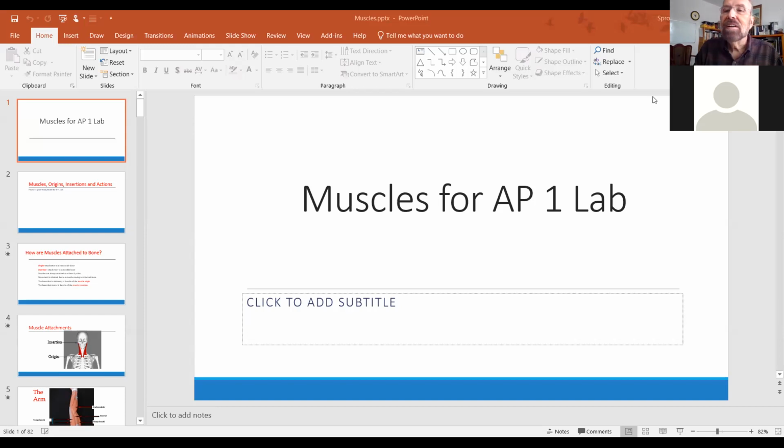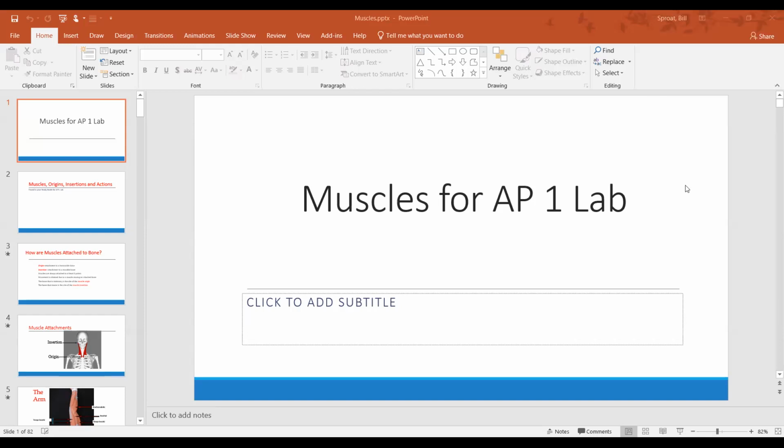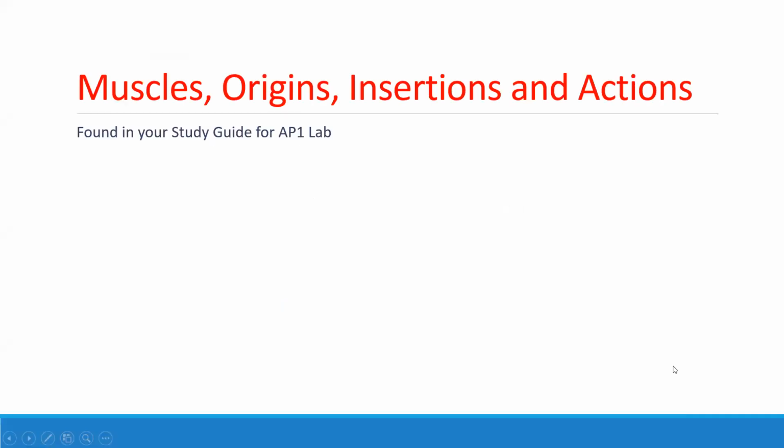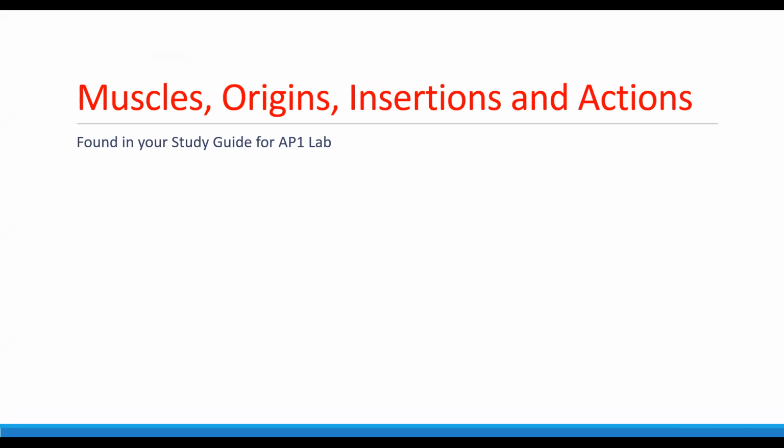Now I have muscles for AP1 Lab. The screen should be up. Everybody should see this. I'm going to go ahead and open it up. And there we go. Muscle origins, insertions, and actions. The list is found, as I said last week, in the study guide for AP1 Lab, in the content section. It is like the 3rd item, I think right after the syllabus. You can go in there and look at muscles.